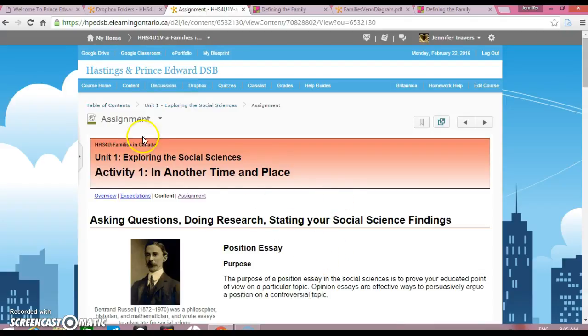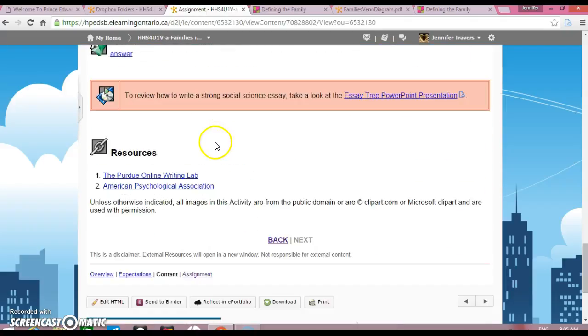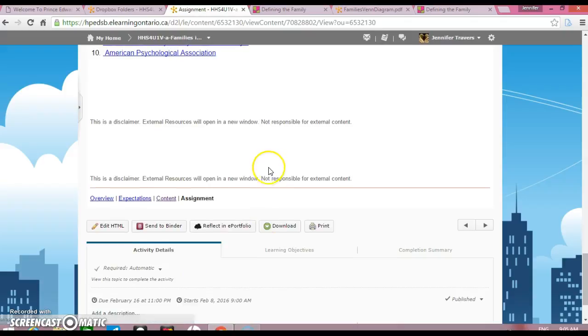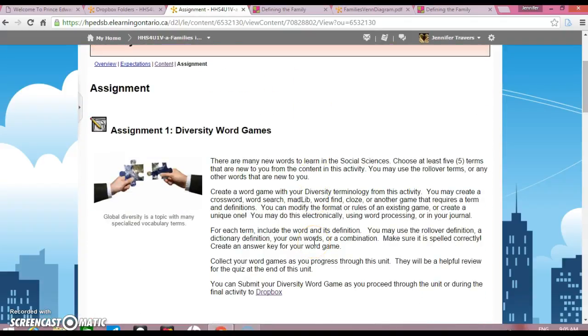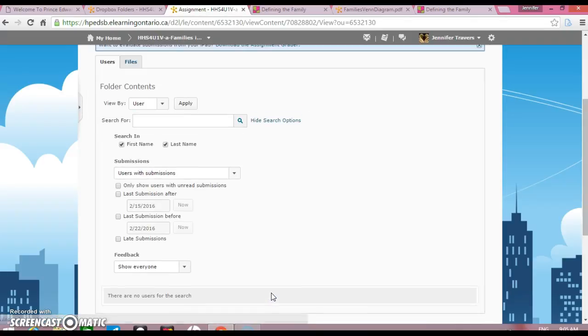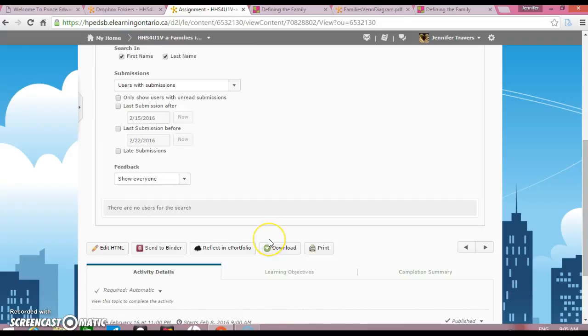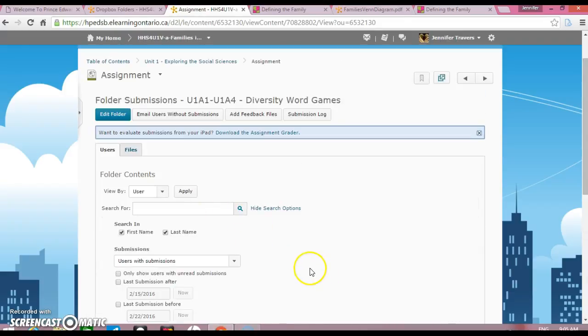So I'm going to create an assignment with that. So I'm going to create a Word game, and then I'm going to submit it to the Dropbox. So it's got to be in PDF or Word or something where you can actually put it in the Dropbox. Yours will look a little bit different, and it'll say put it in the Dropbox. So that way you know that that assignment is handed in.